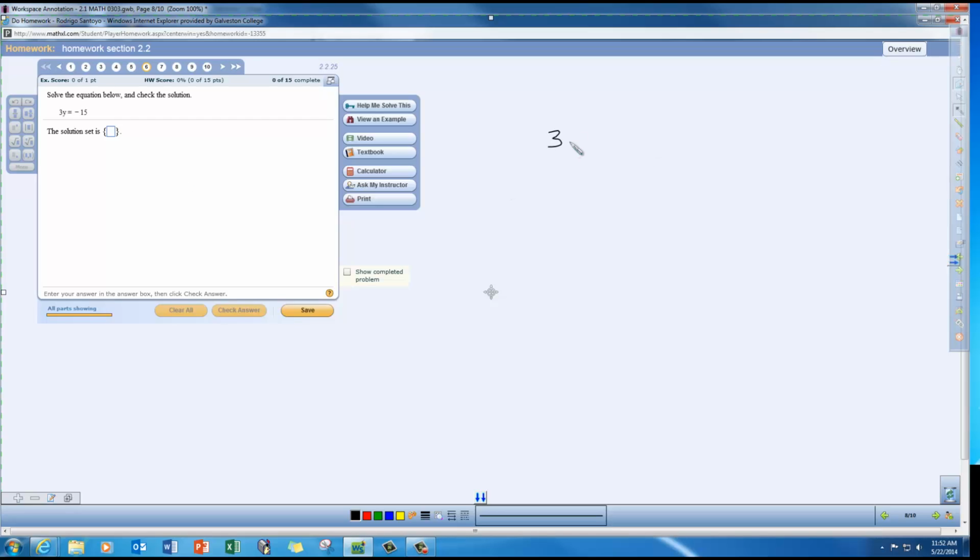Okay, we have 3y equals negative 15. Well, how do we get y by itself? Let's get rid of this whole number here. So we just divide by that whole number. What you do to one side, you do to the other side. We get y to equal, after dividing there, negative 5. And make sure you check your work there.